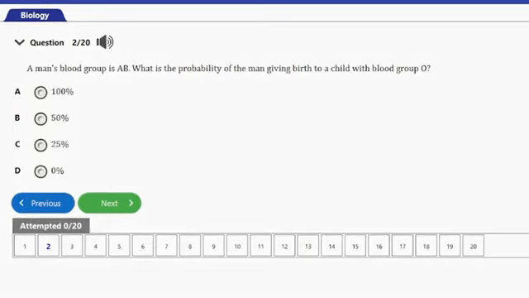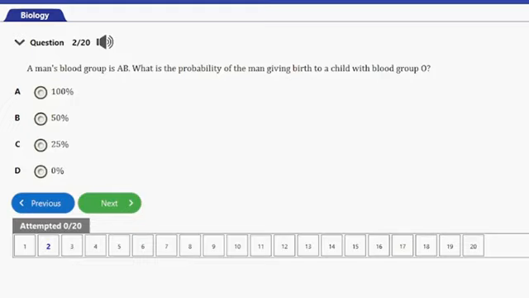Let's go ahead and check out the next question here. Question number 2, it says, a man's blood group is AB. What is the probability of the man giving birth to a child with blood group O? We have A, 100%, B, 50%, C, 25%, D, 0%. So guys, the answer to this question is option D, and that's 0%.